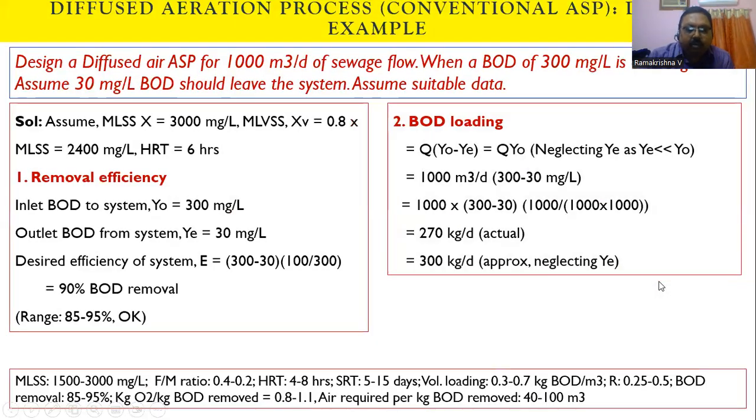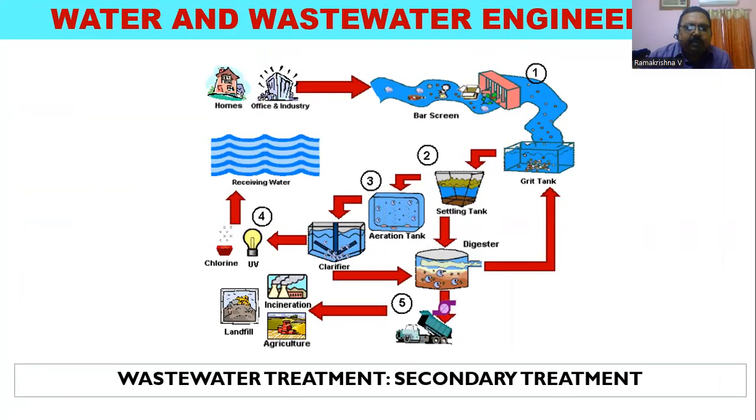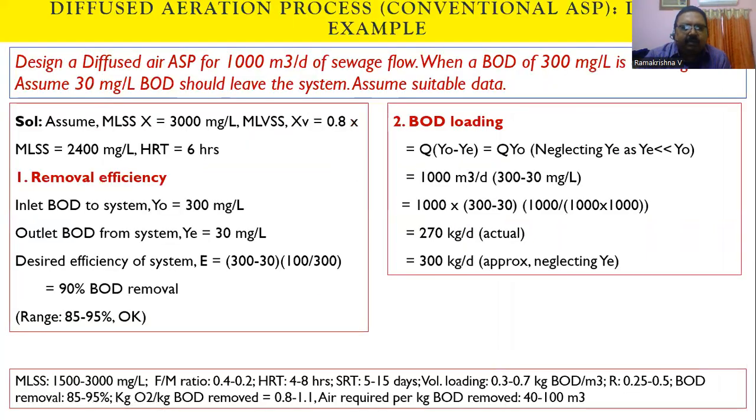We are talking about the secondary treatment of wastewater treatment. In this video, we will be talking about the design example for the plug flow aeration systems, which is also called the conventional activated sludge process, by looking at a simple example, the process of the diffused aeration systems.